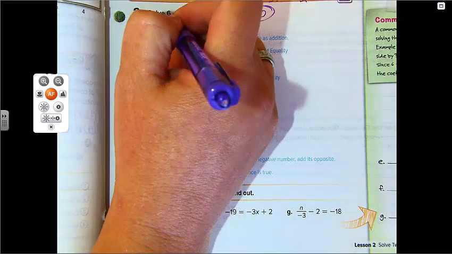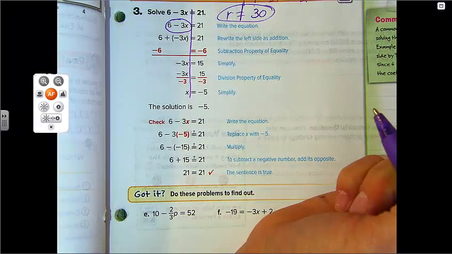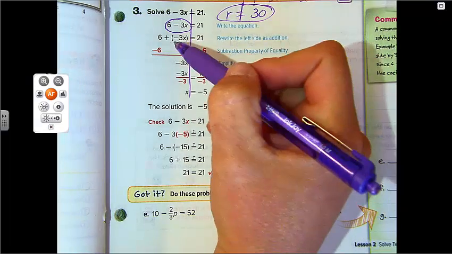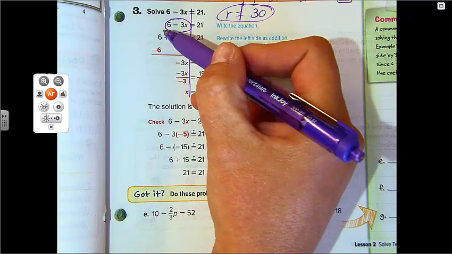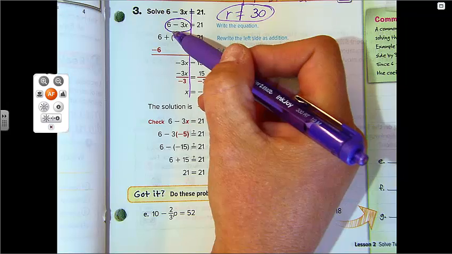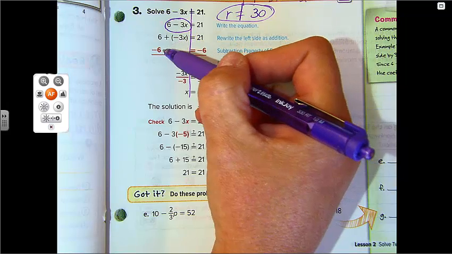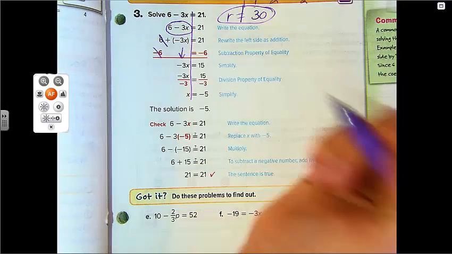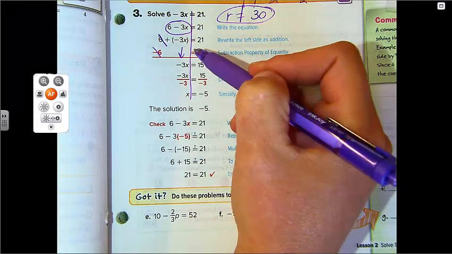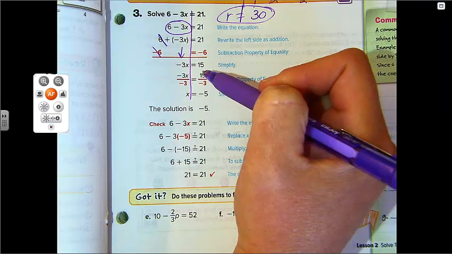And I'm going to focus on the side with the variable, with the letter. Right now I have a positive 6 minus a 3x. Well, because it's a positive 6, I'm going to do the opposite to both sides, which means I'm going to subtract 6. So I subtract 6 from both sides. My 6's then are gone, and you bring down your negative 3x. 21 minus 6 is a 15.